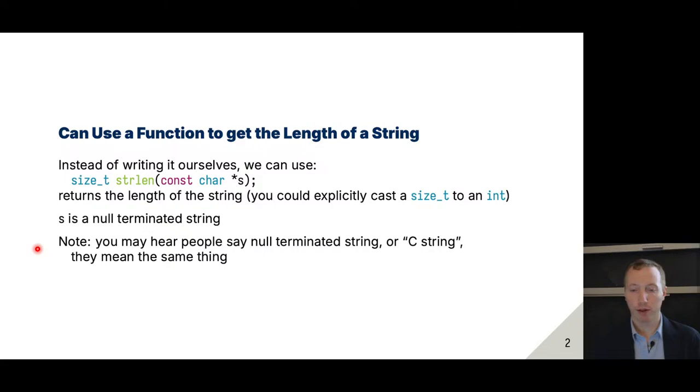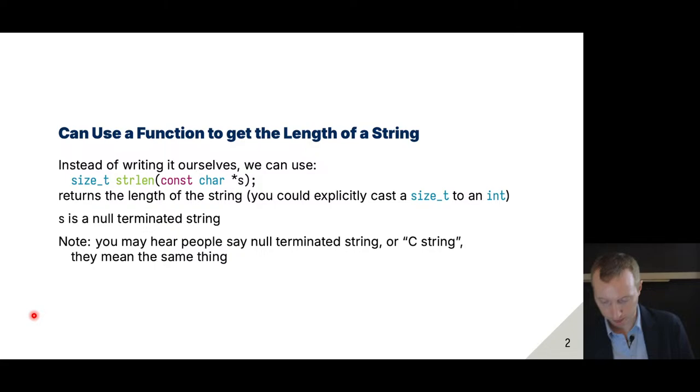Those two things mean exactly the same thing. If I say C string, even if you hear that in other programming languages, it means that it is an array of characters and you know when to stop looking at characters in that array whenever you hit a null byte. So they mean the exact same thing, and I will probably use them interchangeably during this lecture.